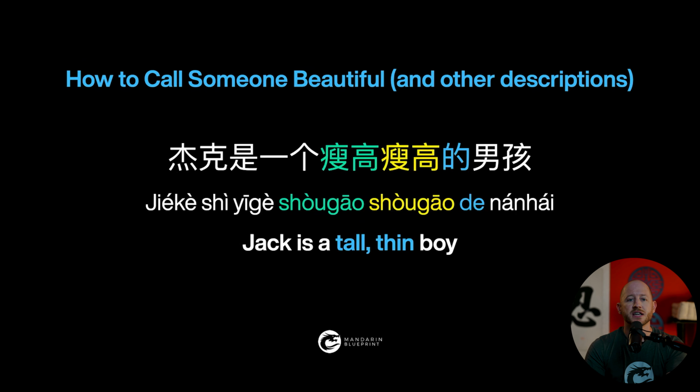But it doesn't necessarily have to be single character adjectives. For example, 杰克是一个瘦高的男孩. So even though 瘦高 is a way of describing something, you can just say it twice to give an extra emphasis. 瘦 is thin and 高 is tall. So when you say 瘦高, it's just a way of quickly saying tall and thin. And by saying it twice, you're really emphasizing it.